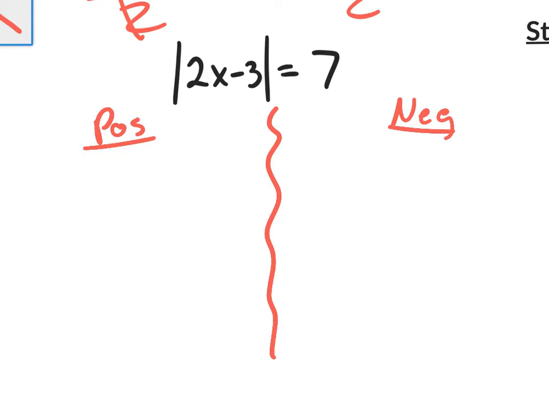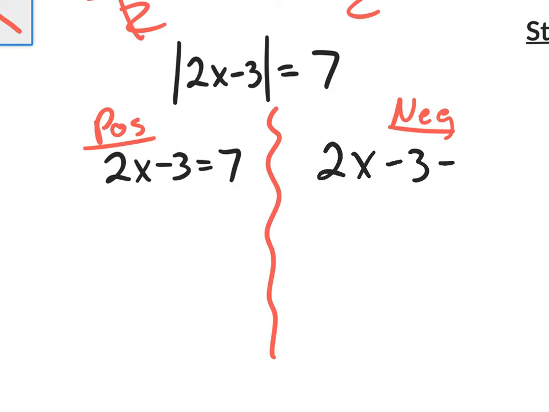What do I write for the positive situation? 2x minus 3 equals 7, right? Yeah. No absolute value sticks. All you do is copy it exactly the way it is without these guys. Okay, there it is. Perfect. The negative situation, same exact thing. 2x minus 3, but it's what? Negative 7. Perfect. You guys know this.